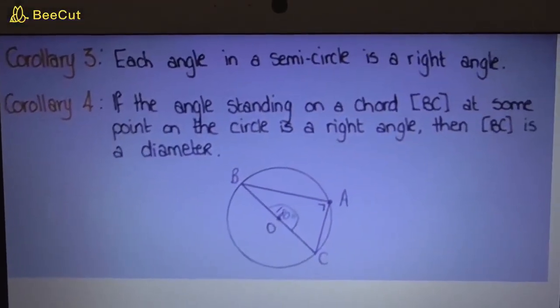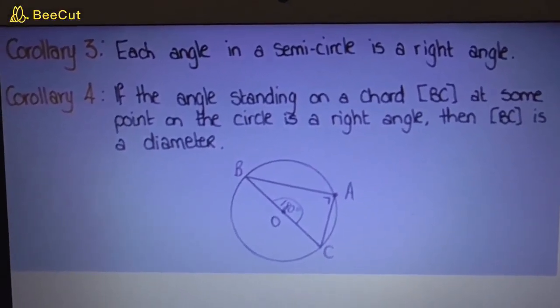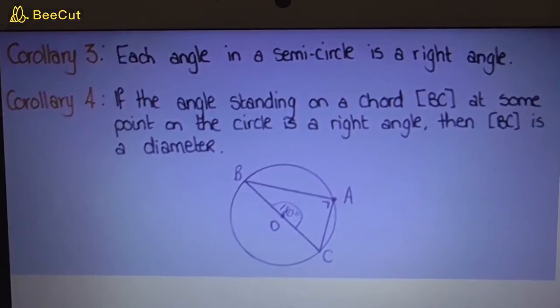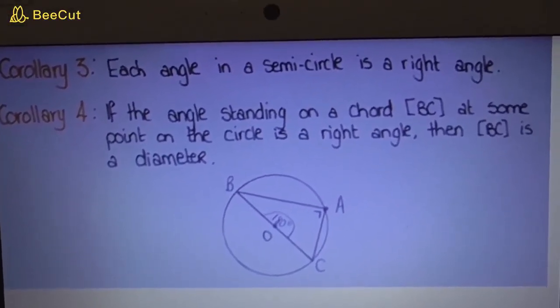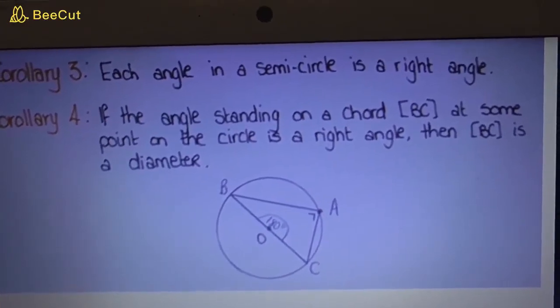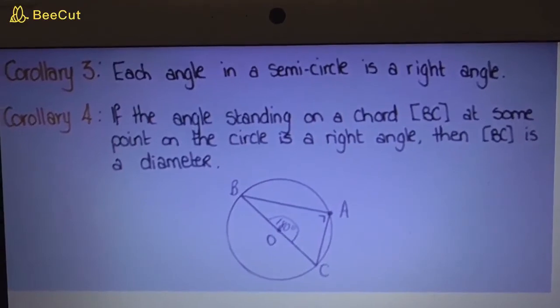Corollary 3, each angle in a semicircle is a right angle. That's because the angle would sit on the diameter, so it must have been a right angle, because the angle at the centre of the circle is twice the angle at the circumference, standing on the same arc. So the angle on a diameter is 180 degrees. So if there's an angle at the circumference sitting on the diameter, well then it must have been 90 degrees.